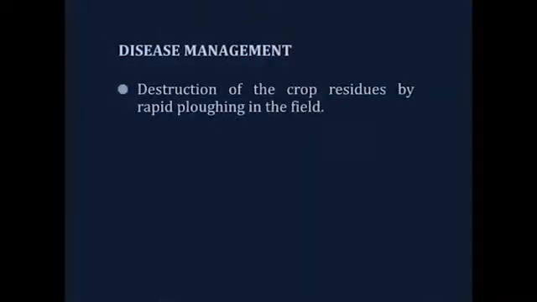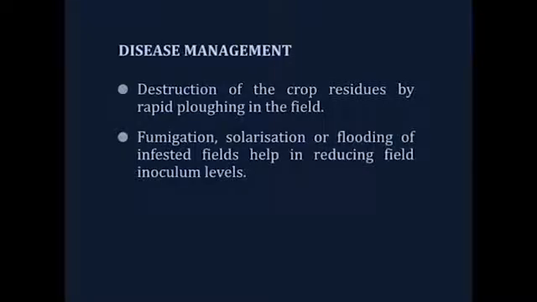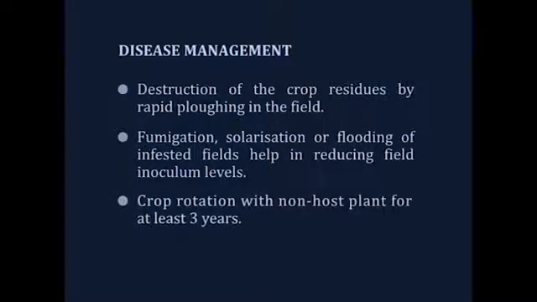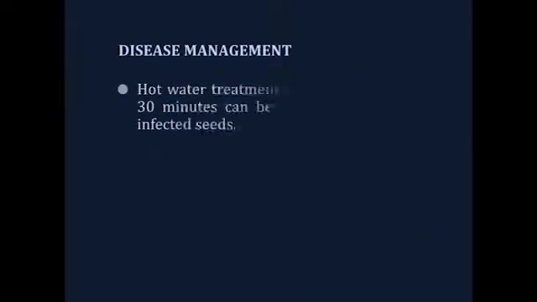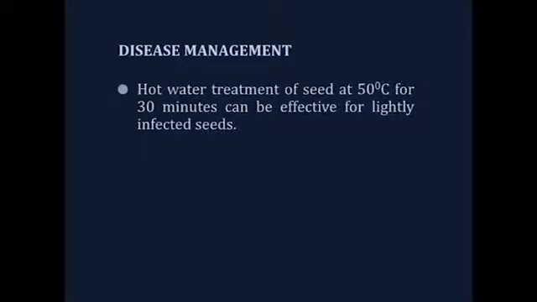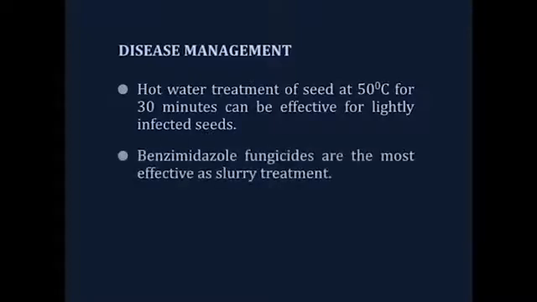Destruction of the crop residues by rapid plowing in the field. Fumigation, solarization or flooding of infested fields helps in reducing field inoculum levels. Crop rotation with non-host plants for at least 3 years. Hot water treatment of seed at 50 degrees centigrade for 30 minutes can be effective for lightly infected seeds. Benzimidazole fungicides are the most effective as slurry treatment.